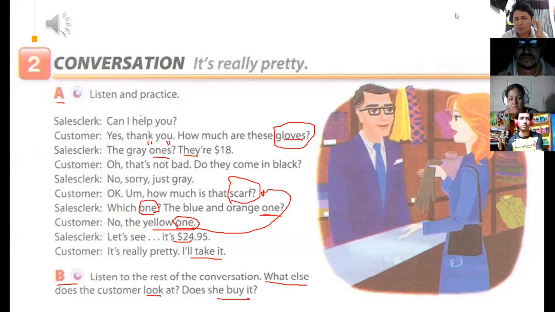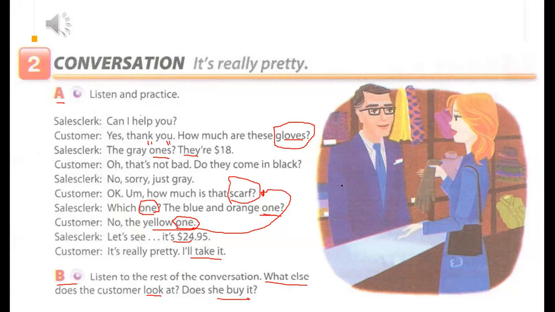Page 16, exercise 2, part B. Listen to the rest of the conversation. What else does the customer look at? Does she buy it? We have some nice hats over here. Oh, yeah? I need a new hat. They're on sale today only. Oh, they are nice. This red one is pretty. How much is it? It's $26.50. I don't think so. Thanks anyway.